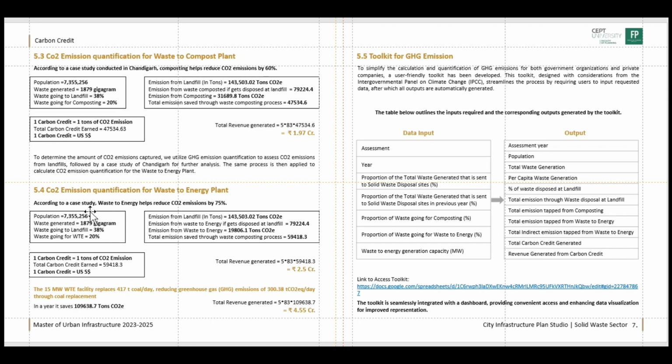If we directly see the CO2 emission quantification, for the waste to compost plant we generate revenue of around 1.97 crores, and for the waste to energy plant, we directly generate revenue of around 2.5 crore, and indirectly we generate revenue of around 4.55 crore. For that, the main problem with ULB is doing the calculation.